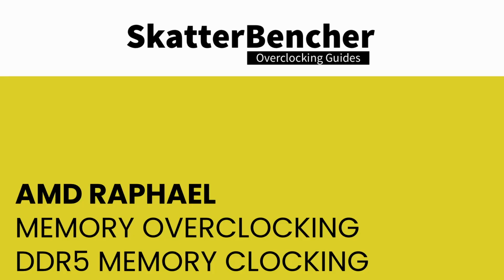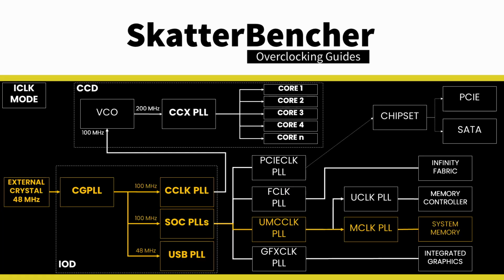The DDR5 memory frequency, or IMClock, is derived from the UMC clock, one of the SoC PLLs. The UMC clock is driven by a 100 MHz reference clock derived from either an internal or external clock generator. Without adjusting the reference clock, you can set the memory controller frequency between 1000 MHz and 6000 MHz, so all the way up to DDR5 12000.